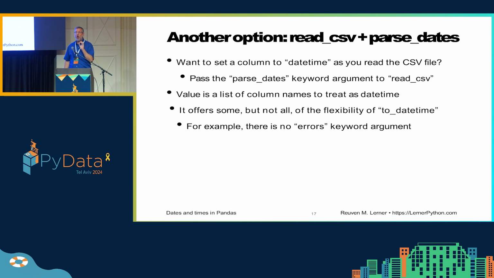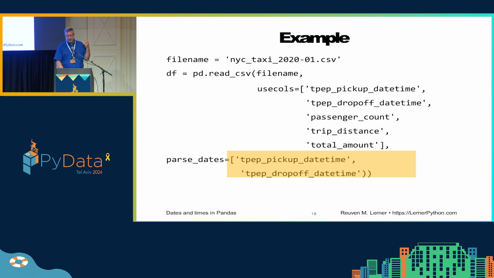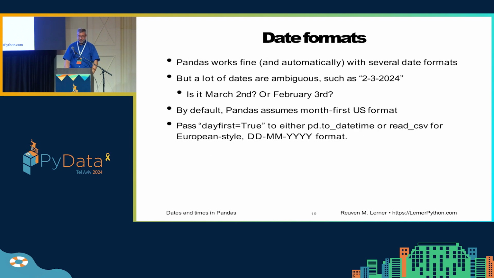Now, it doesn't offer all the functionality of to_datetime, but it offers an awful lot of it. So for example, we cannot say errors equals something. It assumes that it always has to work. And so for example here, I can now say read_csv of file name, the same usecols as before, but now I say parse_dates equals, and we get the same results as before, where now these two columns are in datetime format. Okay, great.